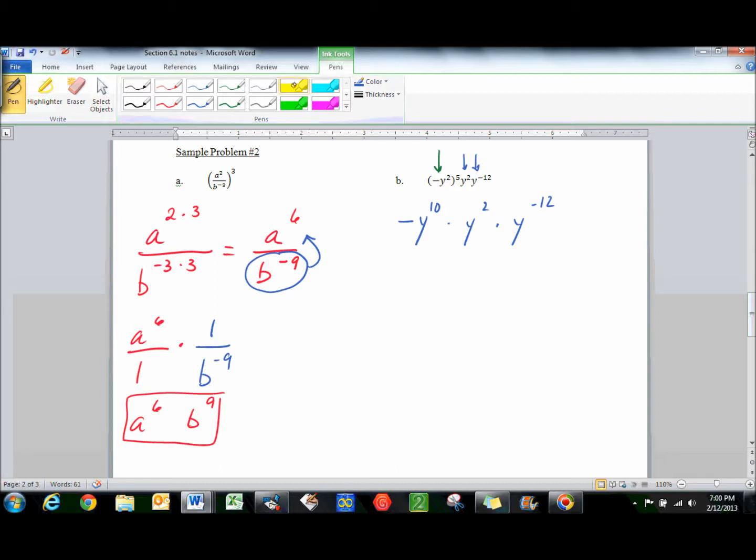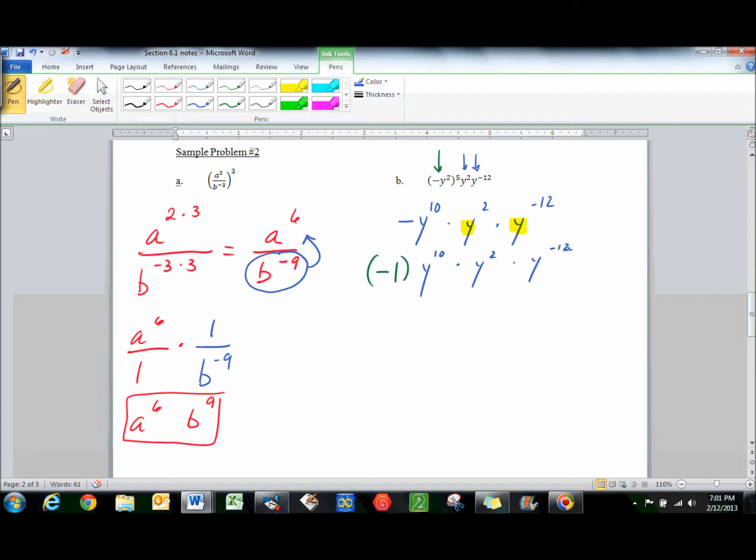Now, here we have two y values that are the same base. But because of this negative y to the 10th, a negative base, I need to get that negative out of there. So what I'm going to do is factor out a negative 1. Now when I factor out that negative 1, what's left over is y to the 10th power, and then y to the 2nd, and then of course y to the negative 12.